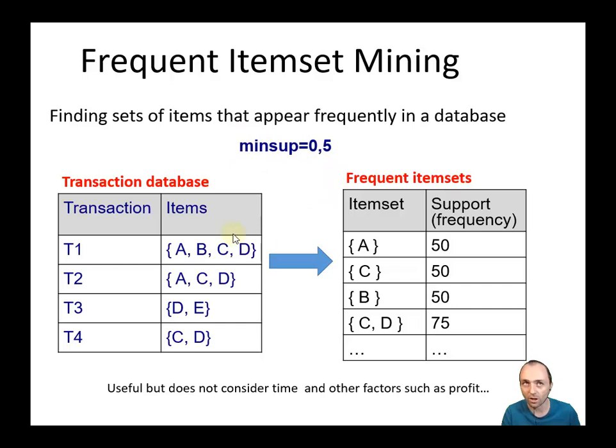And the goal is to find all the patterns that appear in at least 50% of the transactions of the database. So for example, if we set this parameter to 50%, we find that C and D together, cake with item D, are in about 75% of the transactions. Why? Because C and D appear in T1, T2, and T4. So 3 transactions out of 4, that means 75%. So this is a very classic problem, finding the frequent patterns in the data.